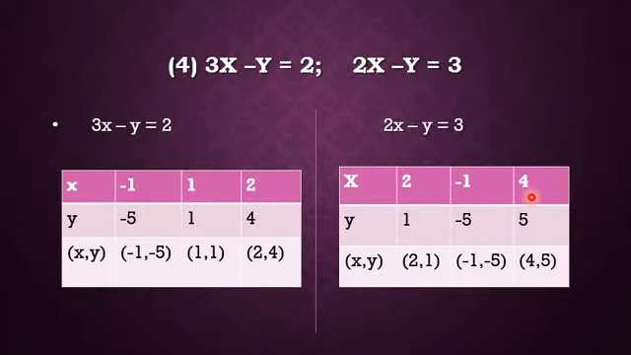Then x is equal to 4. Y is equal to 5. 4 comma 5. In that equation, minus 1 comma minus 5. Minus 1 comma minus 5 are the solution of that equation. Both are the common points.